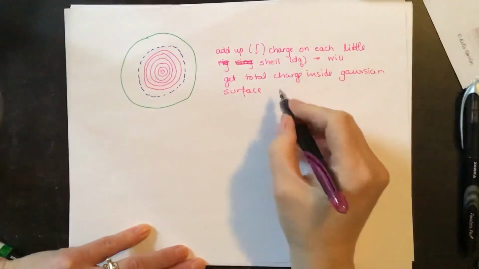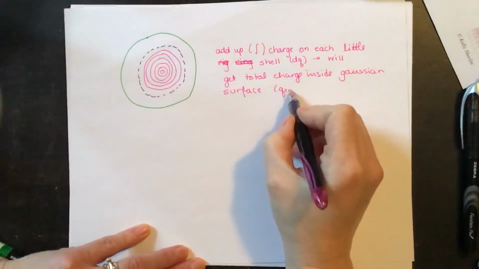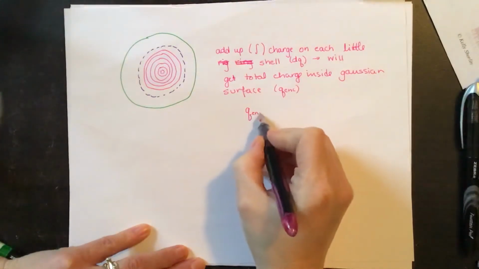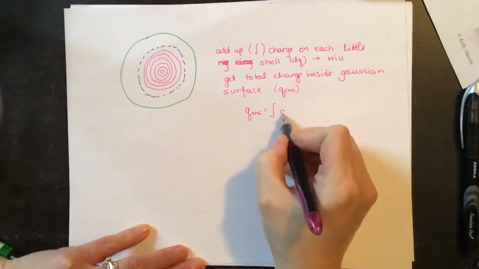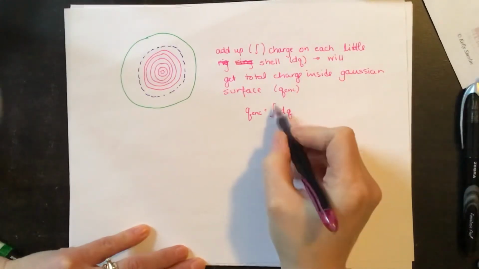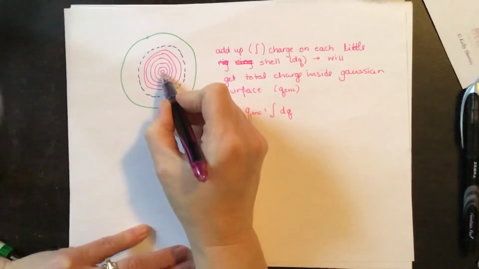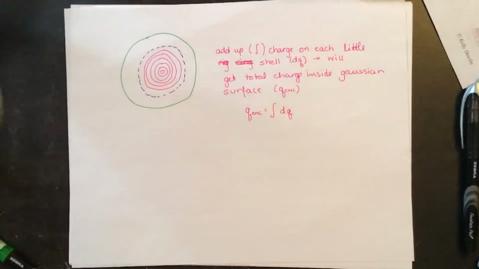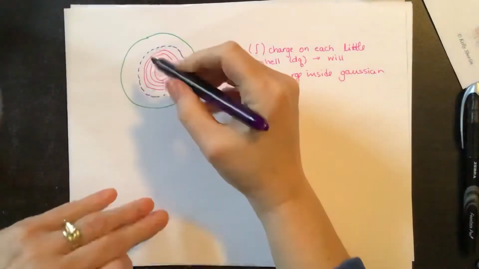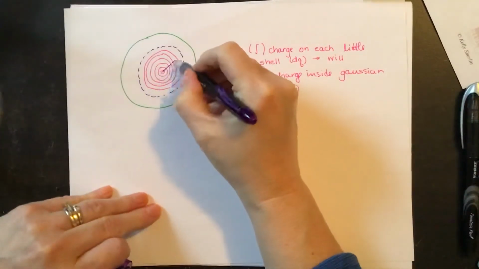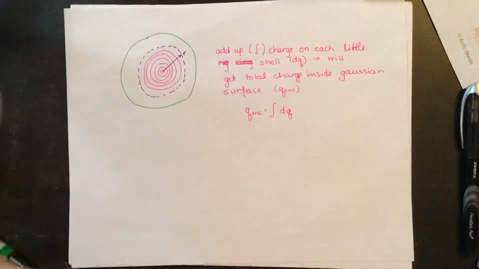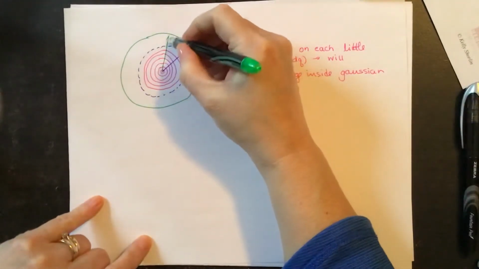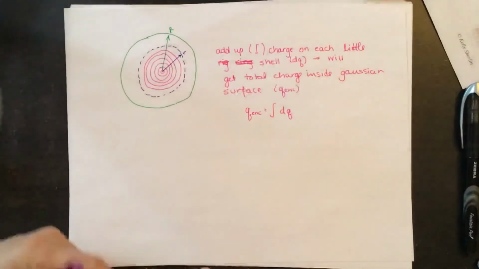That total charge is Q enclosed. Let's write that down as a math equation. Q enclosed is the integral of each little dq. The limits of this integral somehow are going to be from the center out to the radius of the Gaussian surface. Okay, hopefully we're good with that idea, that concept of how we're going to construct this. So that's my little r, the radius of the Gaussian surface. This is the radius of my whole insulating sphere.